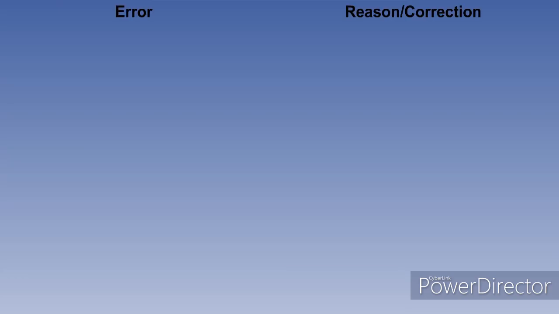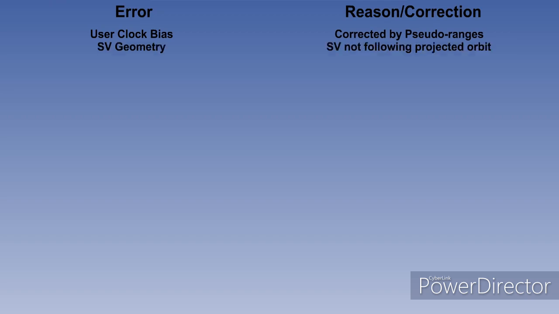These are the main sources of error and the way that they are corrected where possible. User clock bias is corrected by the use of pseudo-ranges. Space vehicle geometry error is caused by the SVs not following their predicted orbit.